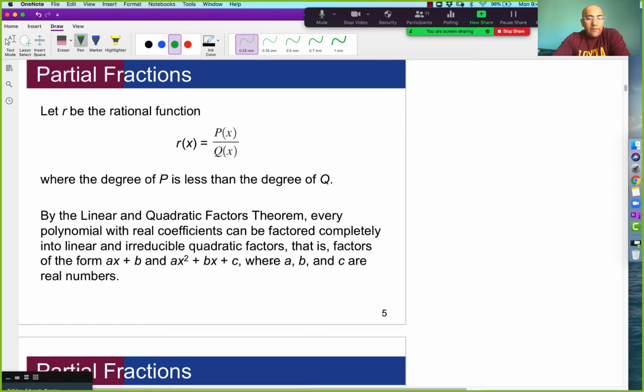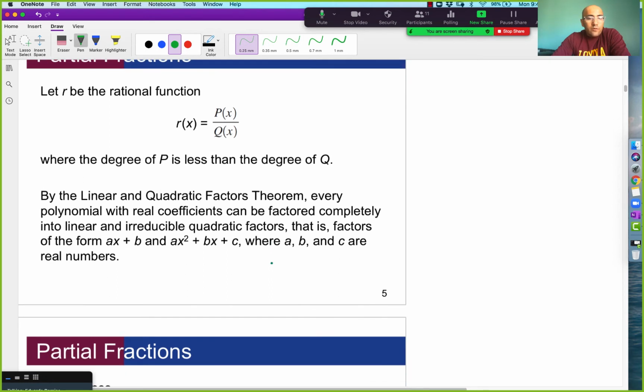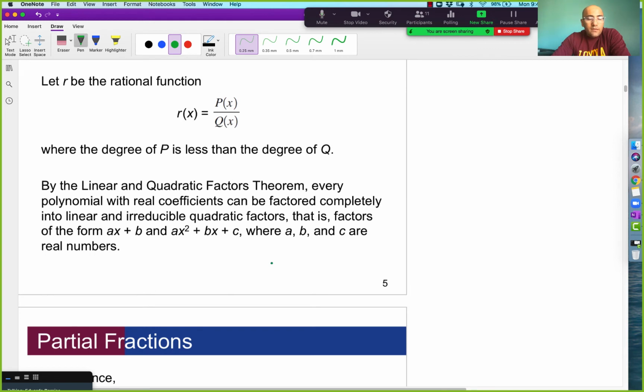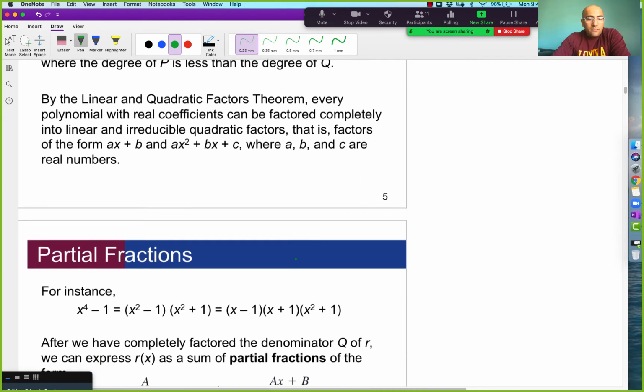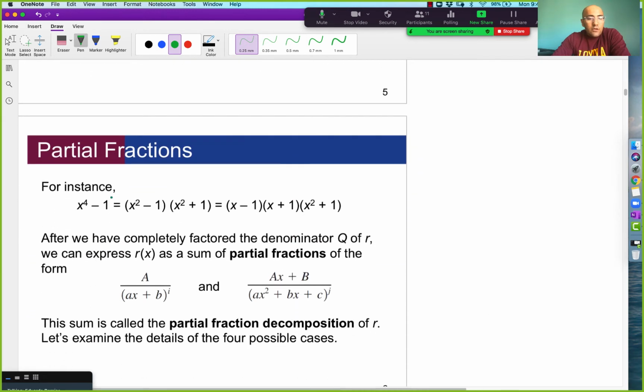By the linear and quadratic factors theorem, every polynomial with real coefficients can be factored completely into factors of the form ax plus b, so linear factors, or this form, which is quadratic factors. So for instance, if we start off with x to the 4th power minus 1, we can factor it all the way down, not allowing ourselves to go any further because then we'd have to go into imaginaries. We want to avoid that here.